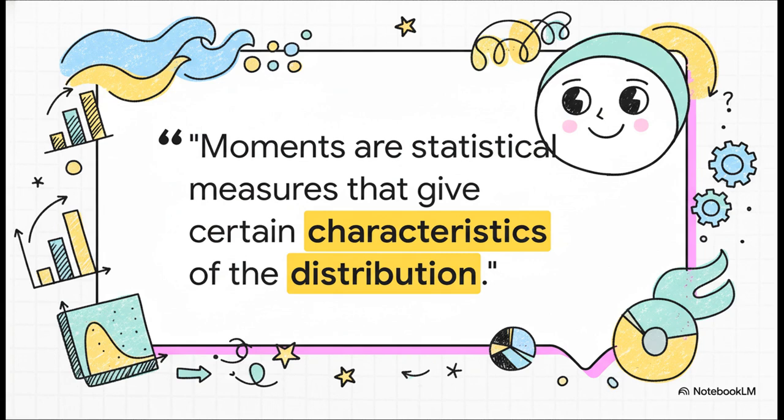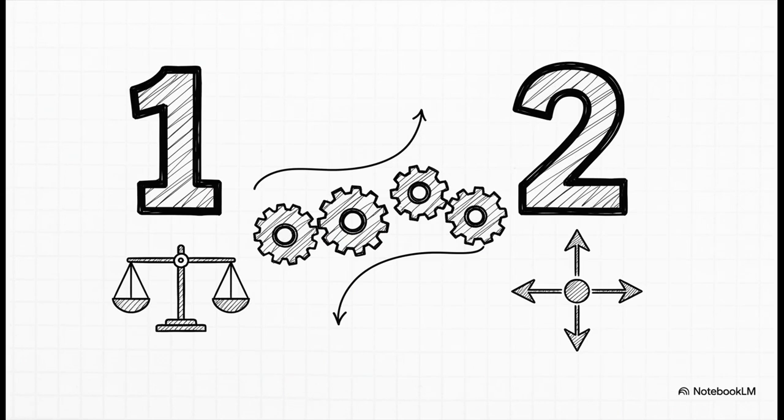Moments are measures that describe the characteristics, you could almost say the personality of a distribution. This is the key idea that ties it all together. And here it is. This is the big reveal. The mean isn't just the average, it's the first moment. Think of it as the data's center of gravity.